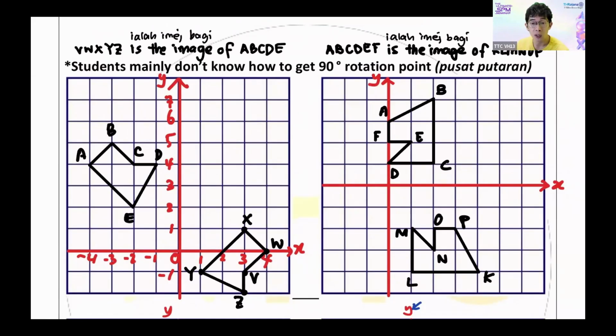VWXYZ is the image. VWXYZ ialah imej bagi. Okay, so I'm going to put here, this is the image. This is obviously the object. Okay, students, first of all, translation impossible or enlargement impossible. We have two things only, reflect and rotate. Pantulan and your putaran.